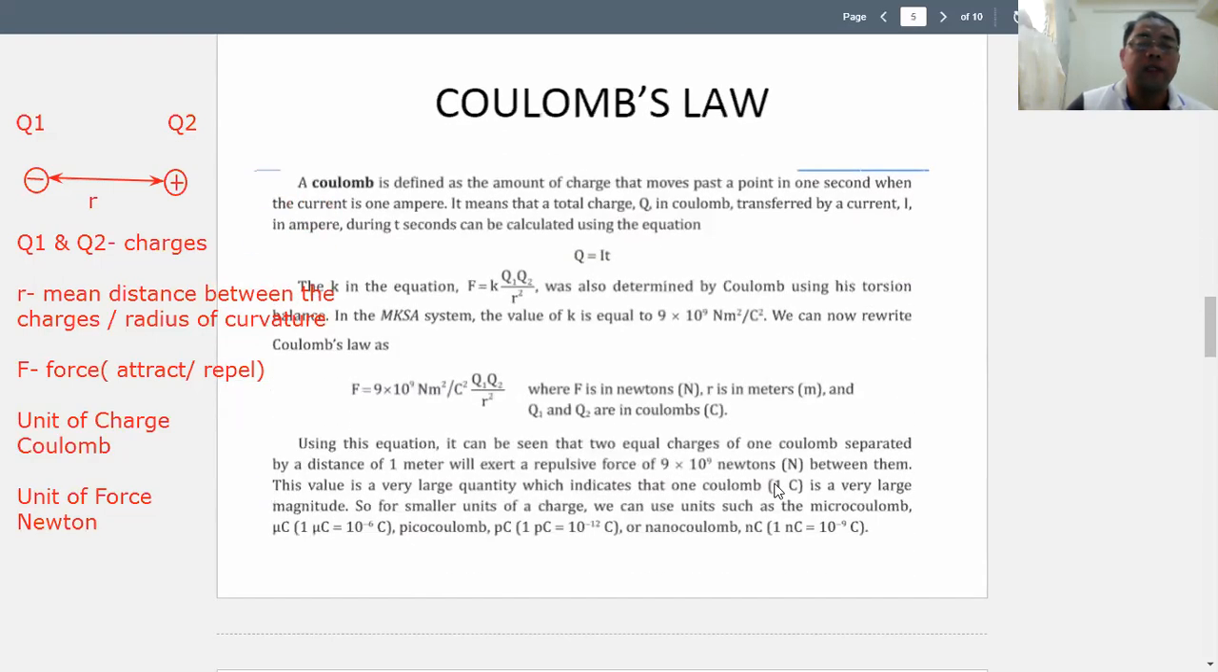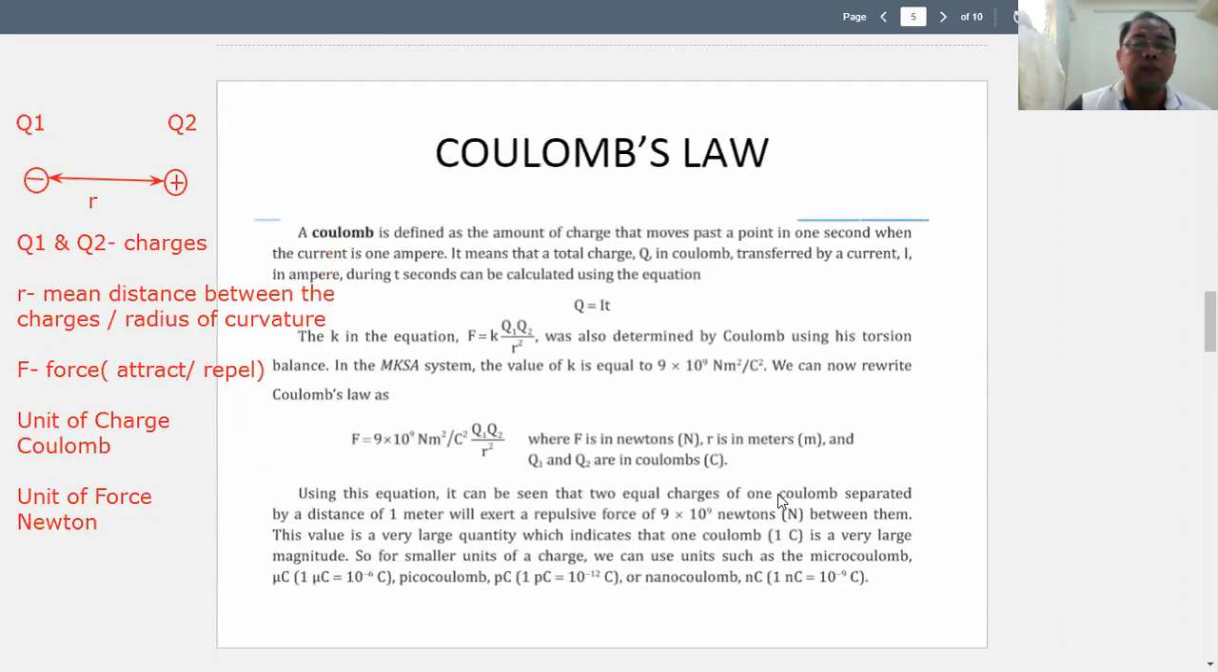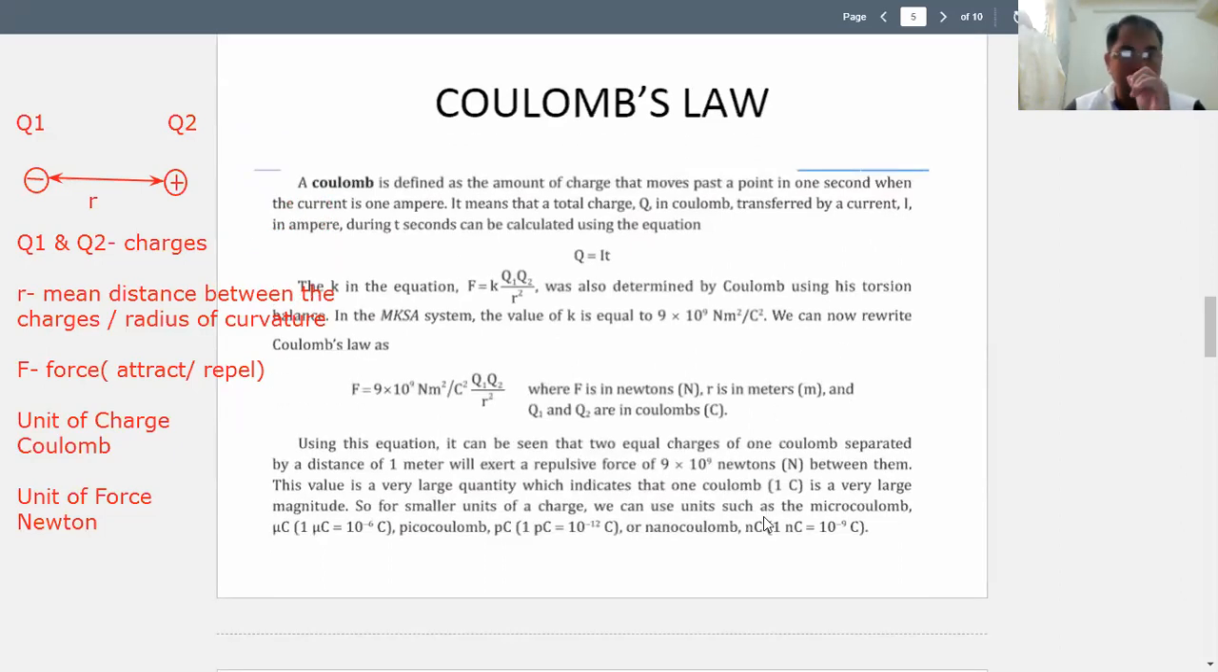Now, again, the unit of our charge is known as Coulomb, no? A Coulomb is the amount of charge that moves past a point in 1 second. So Q is equal to I times t, and we will encounter later what this I is. And I, according to this expression, is known as ampere, or we call it current.